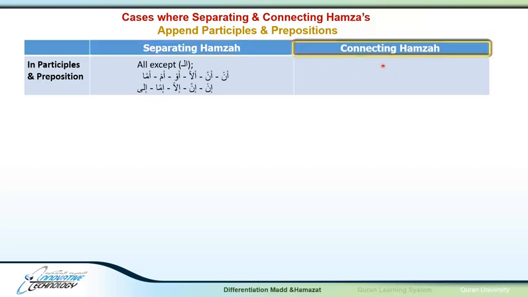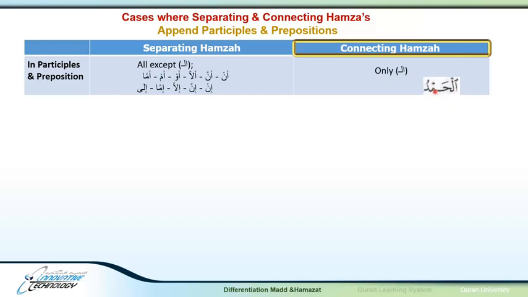Now if we look at the connecting hamza, then it will be associated with al-ta'rif, alif lam, al. Al is used to identify a name. For example, if we have kitab, meaning book, then if we add al before it, we say al-kitab, which means the book. So kitab, meaning book, is different from al-kitab, meaning the book. And this al added before the name is called al-ta'rif, meaning identity, al.